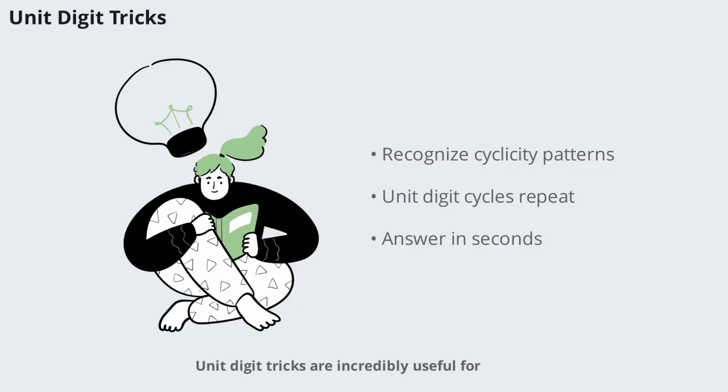Unit digit tricks are incredibly useful for finding the last digit of large powers. By recognizing cyclicity patterns, you can instantly determine the unit digit without calculating the entire number. For example, the unit digit of 3 raised to any power follows a repeating cycle: 3, 9, 7, 1. Knowing these cycles lets you answer unit digit questions in seconds.